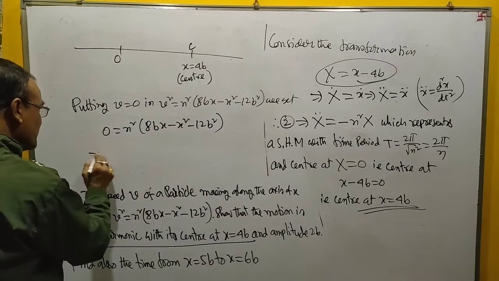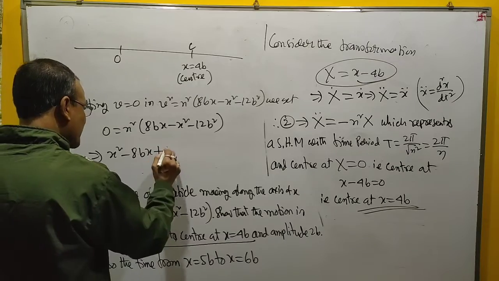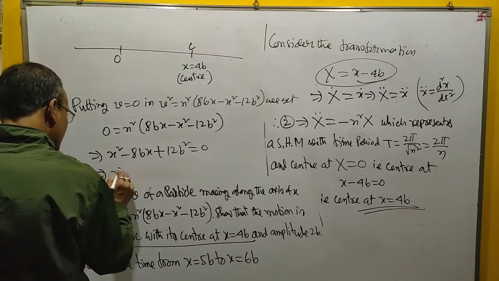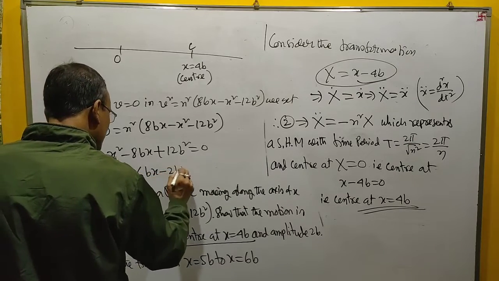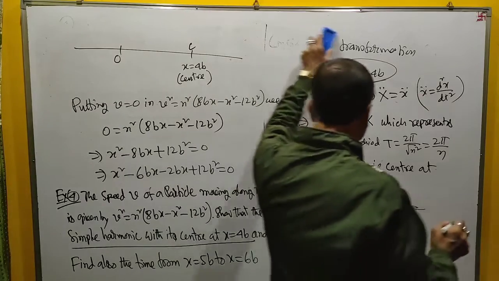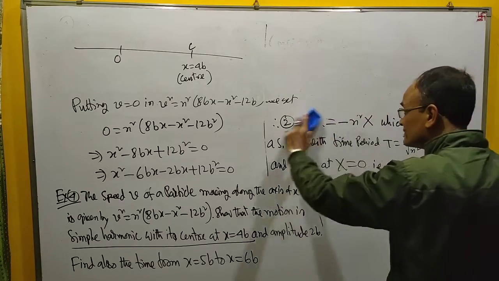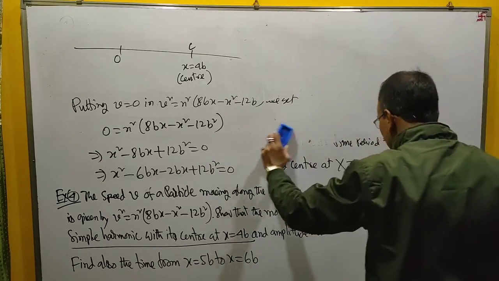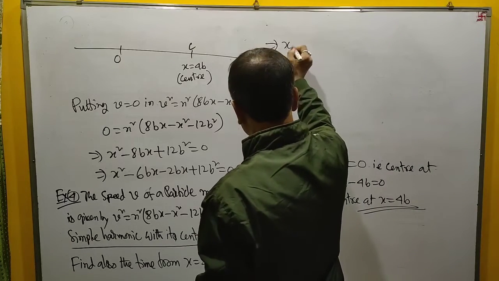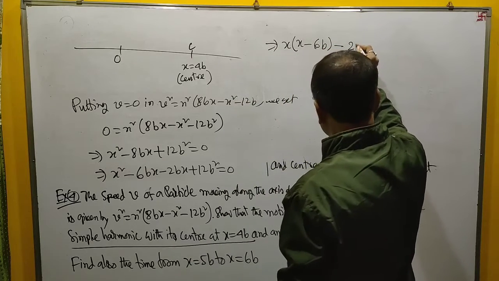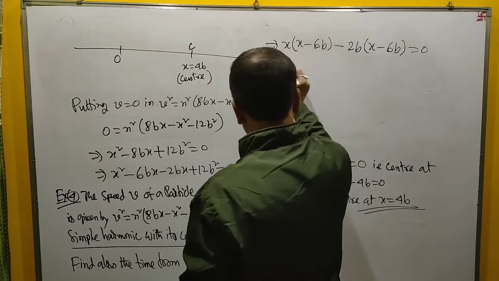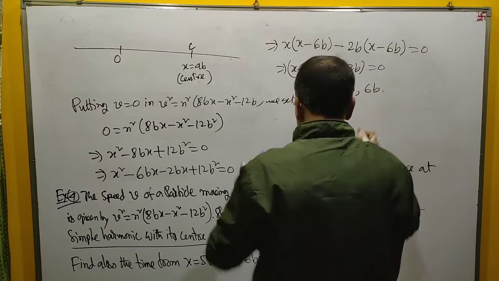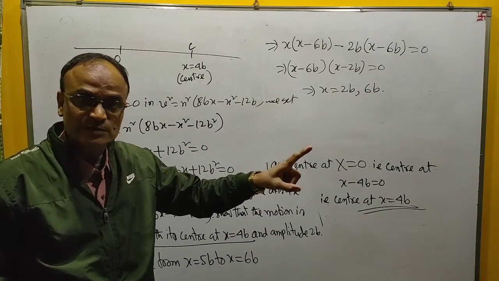12b square. This means that x square minus 8bx plus 12b square equal to 0. Or x square minus 6bx minus 2bx plus 12b square equal to 0. Or x into x minus 6b minus 2b into x minus 6b equal to 0, or x minus 6b, x minus 2b equal to 0. This means x is equal to 2b and 6b. x is equal to 2b and x is equal to 6b are two positions of rest.